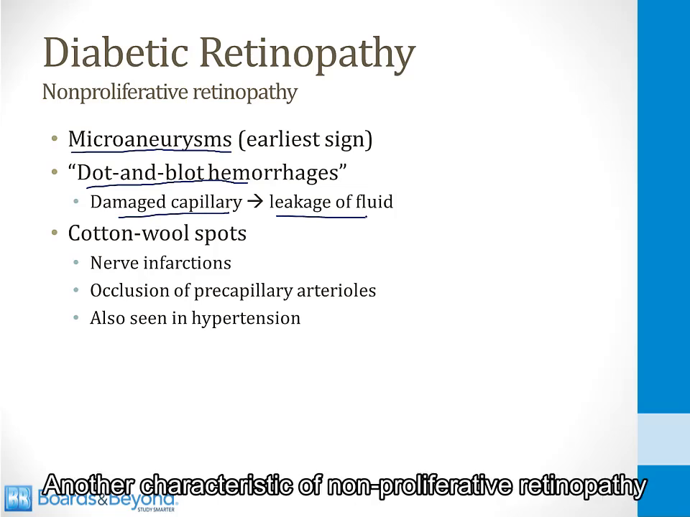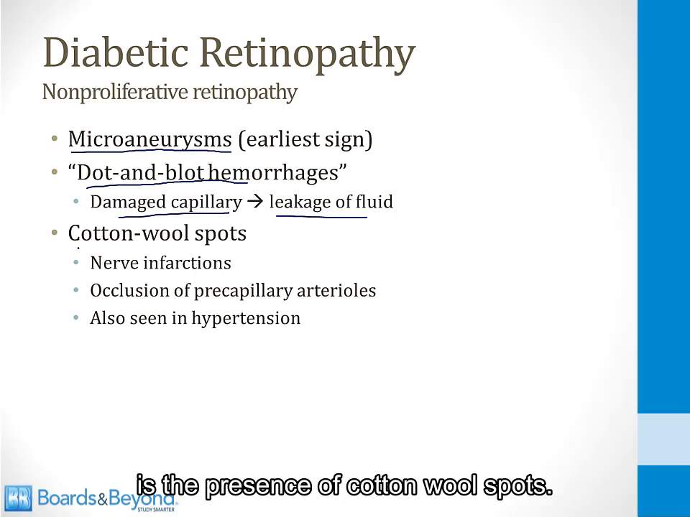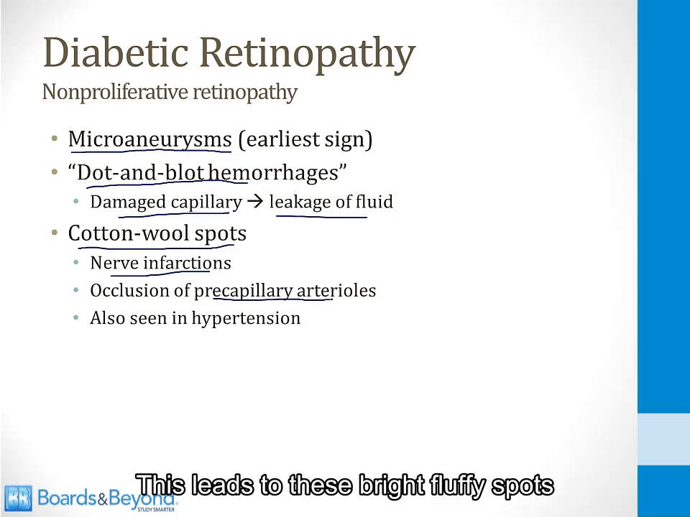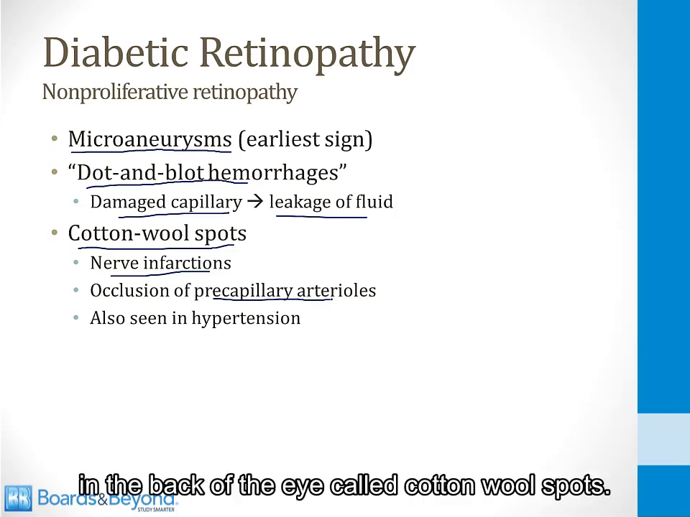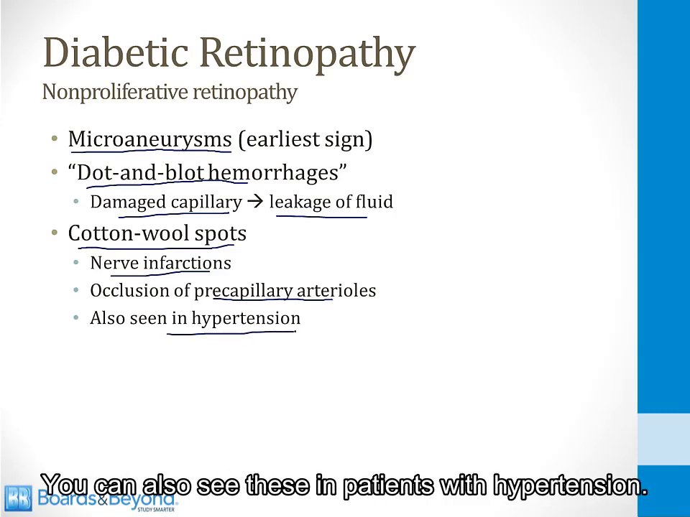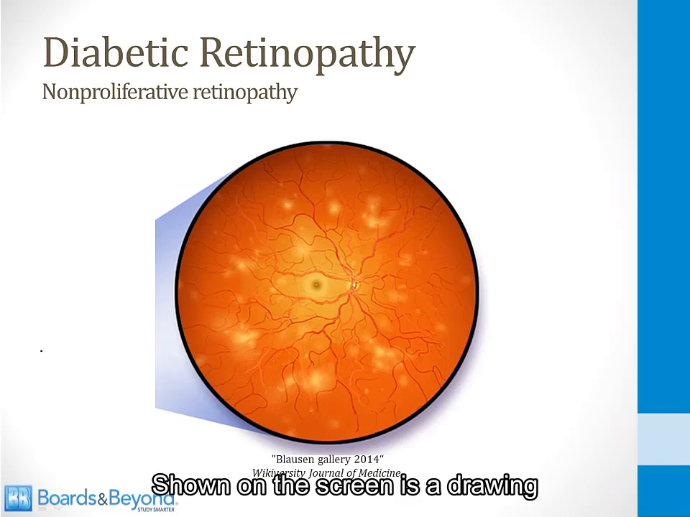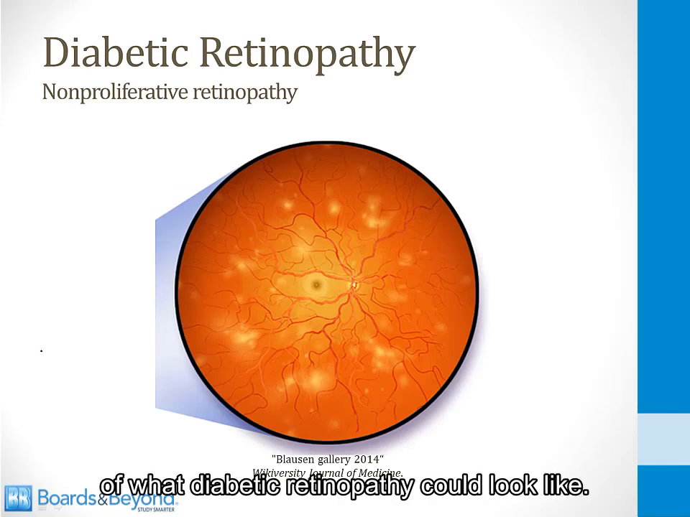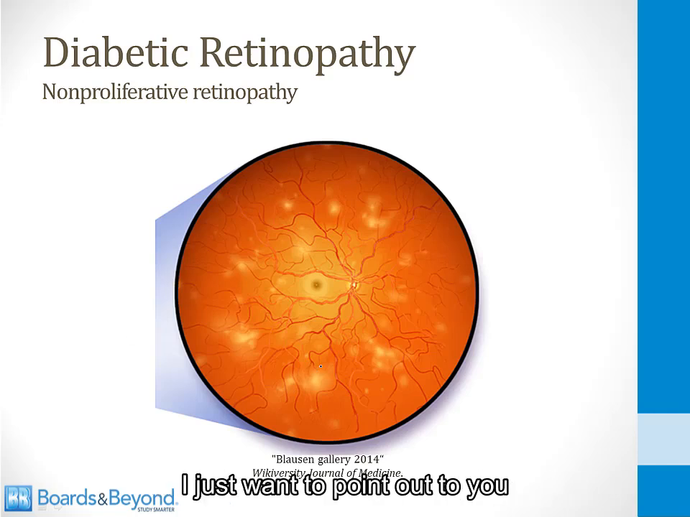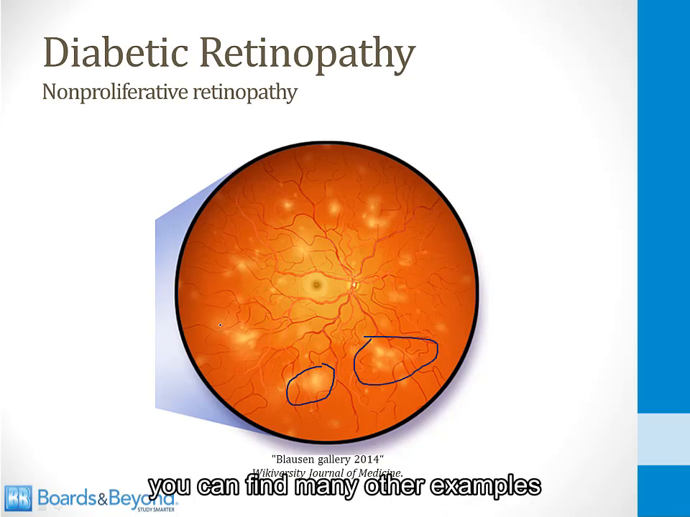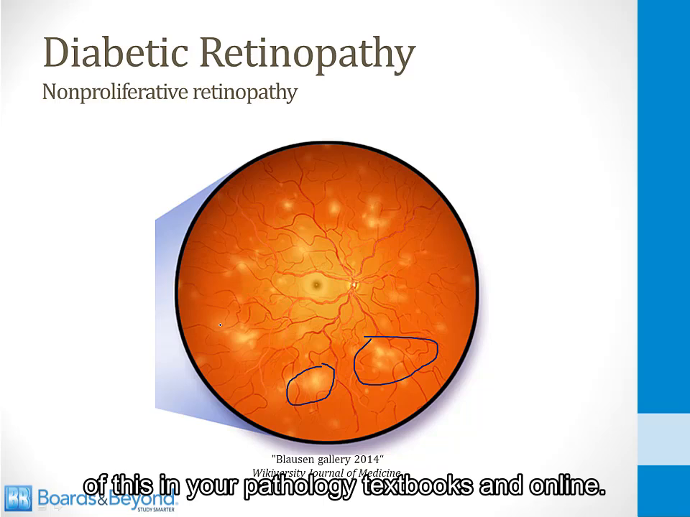Another characteristic of non-proliferative retinopathy is the presence of cotton wool spots. These are caused by nerve infarctions and occlusion of precapillary arterioles. This leads to these bright, fluffy spots in the back of the eye called cotton wool spots. You can also see these in patients with hypertension. This is not a unique finding to diabetic retinopathy. Shown on the screen is a drawing of what diabetic retinopathy could look like. I just want to point out to you the cotton wool spots here that you can see. You can find many other examples of this in your pathology textbooks and online.